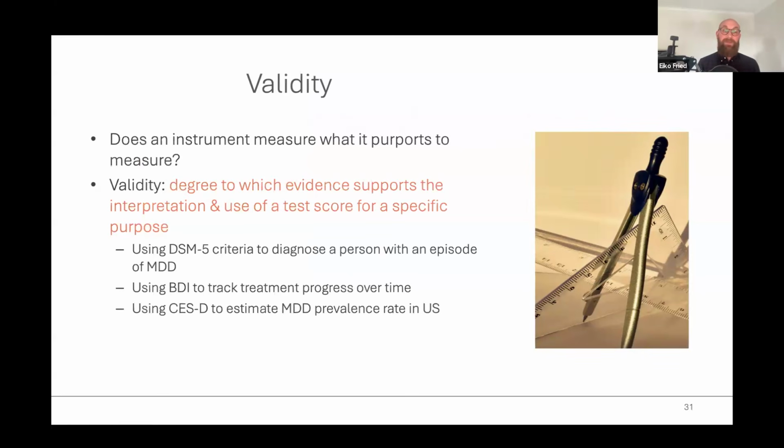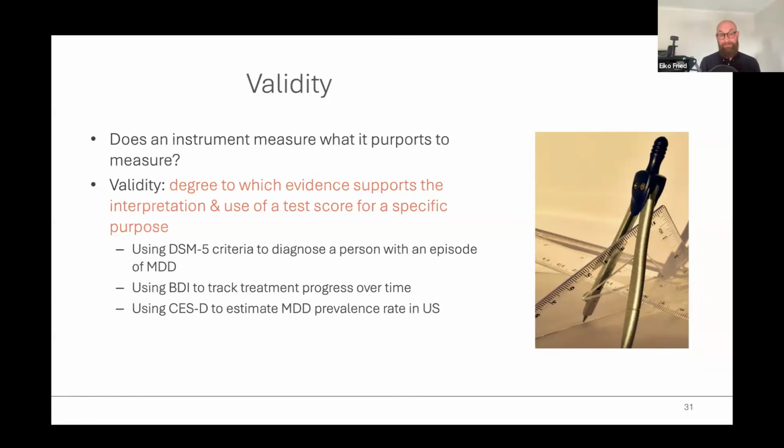This is a mouthful, but the question is: is there evidence for using a test score, not a scale, but the score, like the 14 points on the Hamilton scale or the 27 points on the BDI? Is there evidence that supports the use of the score for a specific purpose, such as diagnosing a person with an episode of MDD, tracking treatment progress over time, estimating the prevalence rate of depression in a given population, and so forth? So these are all specific purposes.